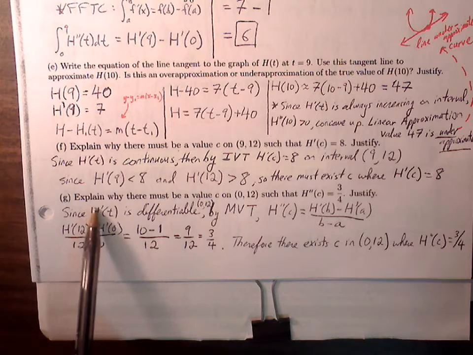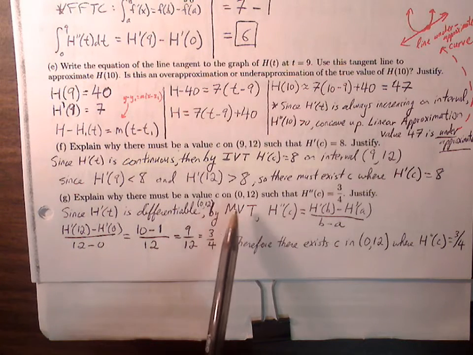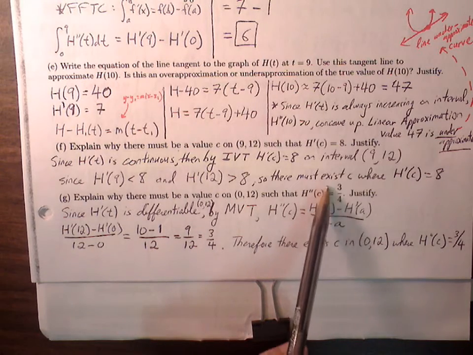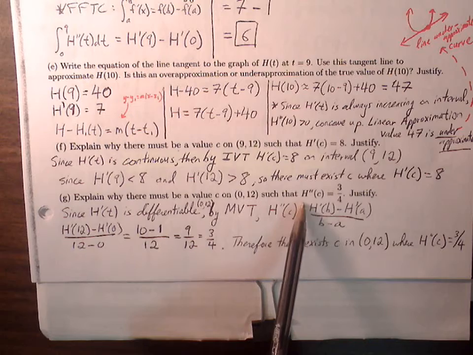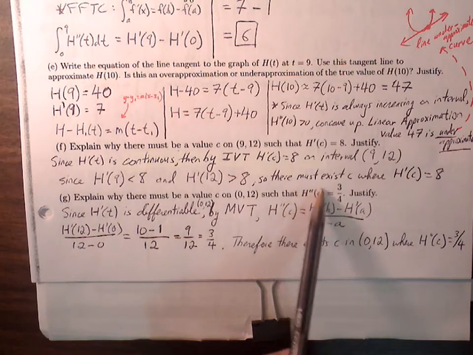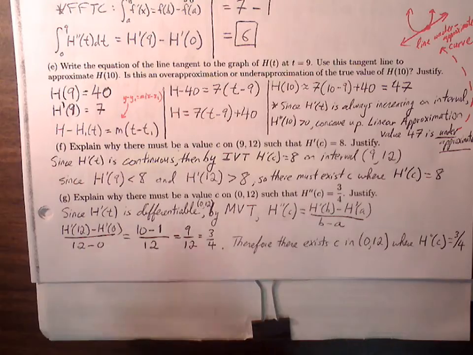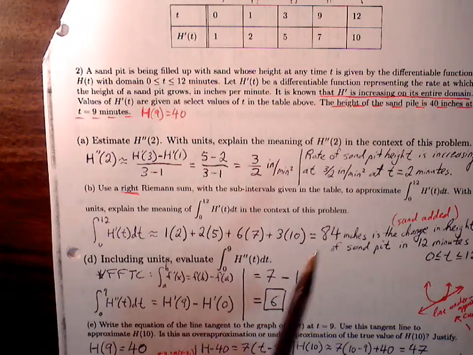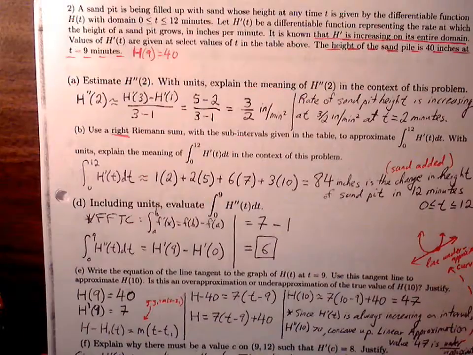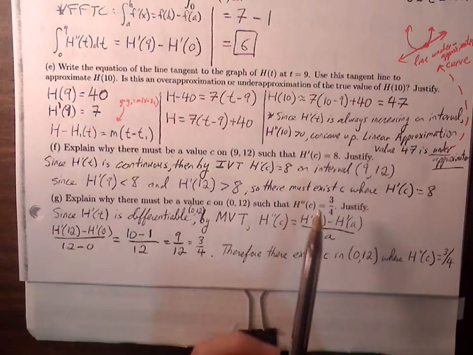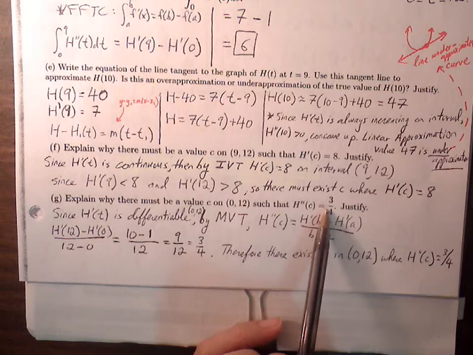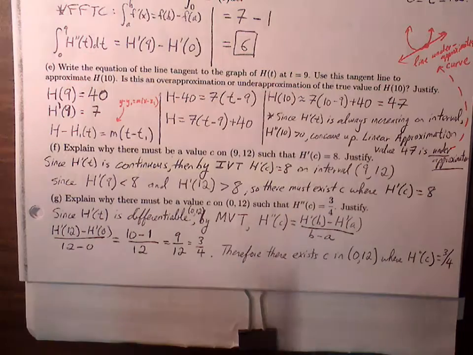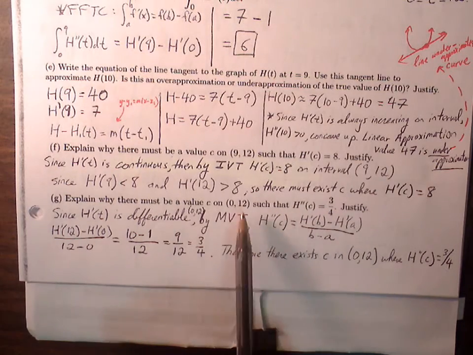All right, our last part G here. Explain why there must be a value c on the t interval from 0 to 12 such that h double prime of c is equal to 3/4. Now this is applying mean value theorem. We're trying to guarantee a specific slope off of this h prime graph. And if we want to guarantee a specific slope, then we can use mean value theorem and see if the slope between the endpoints produces 3/4, because if it does, then we can guarantee a slope of 3/4 for this h double prime. So let's look at our endpoints, 0 and 12.